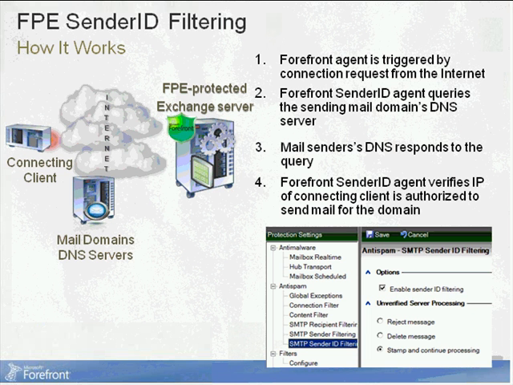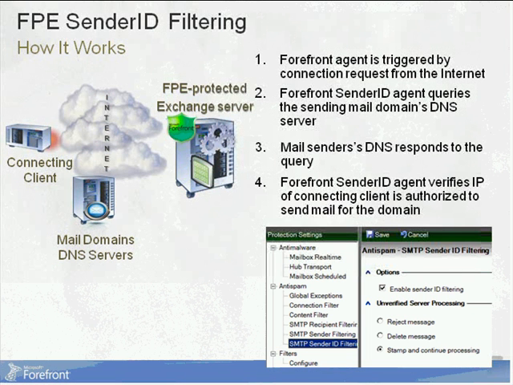So this is how the Forefront Protection for Exchange Sender ID filtering works. First, the Forefront agent is triggered by a connection request from the internet. Then the Forefront Sender ID agent queries the sending mail domain's DNS server. Third, the mail sender's DNS responds to the query. And then the Forefront Sender ID agent verifies whether the IP of the connecting client is authorized to send mail from the domain.